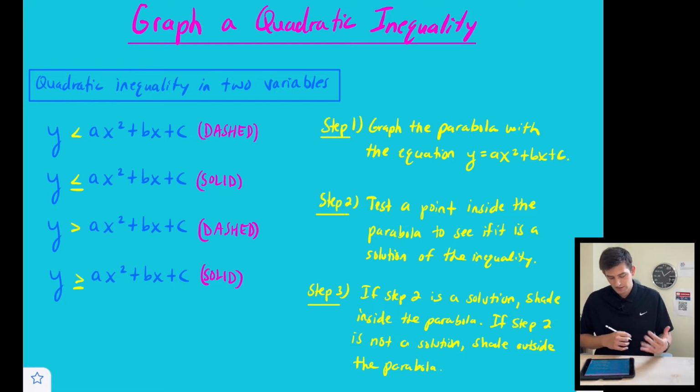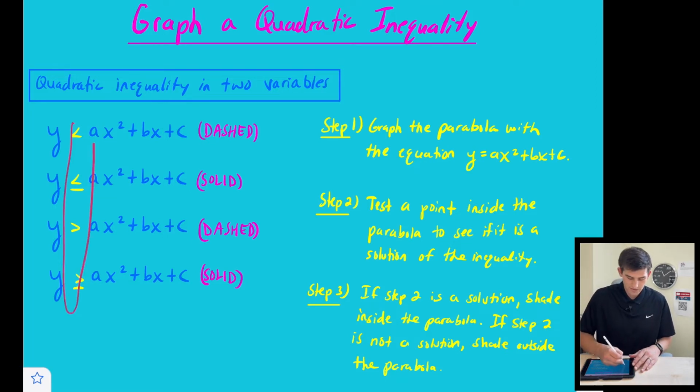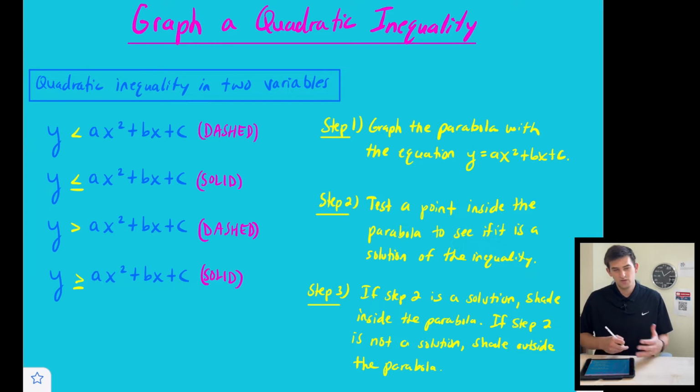If we look on the left side of our screen here, we have the different options that we could be presented with. Notice the difference is basically just our sign: less than or equal, greater than or equal, or greater than. Since we're talking about a quadratic inequality, it is ax squared plus bx plus c, our standard form for a quadratic. Remember, we could graph our equations with a dashed or a solid line, depending on what type of inequality symbol we have. That's what we have right here.